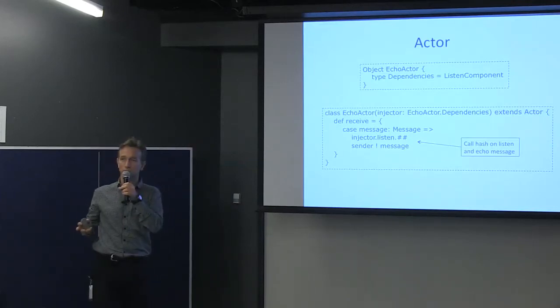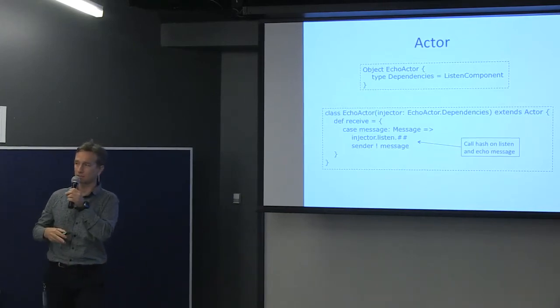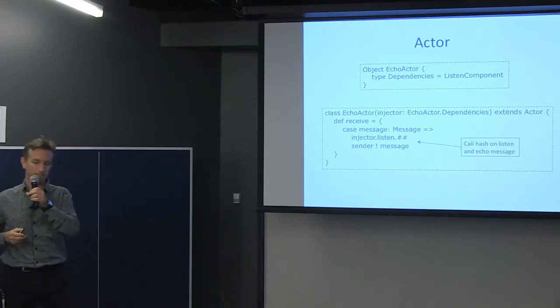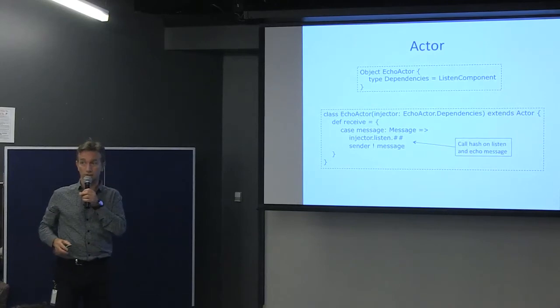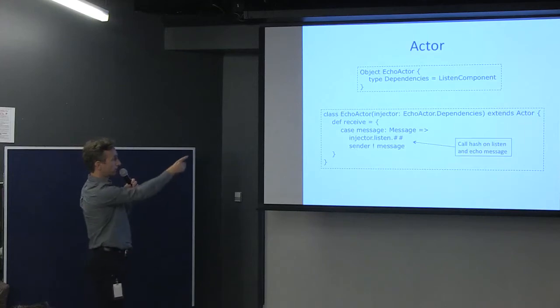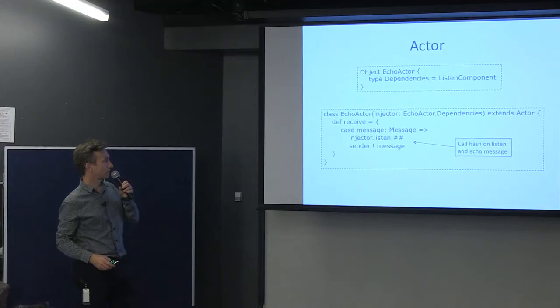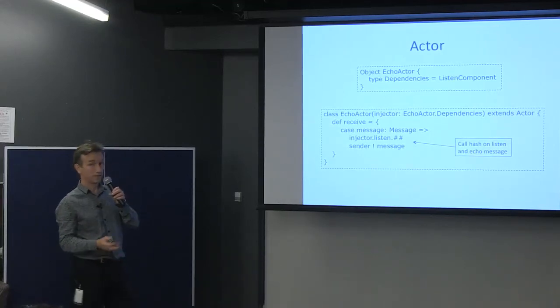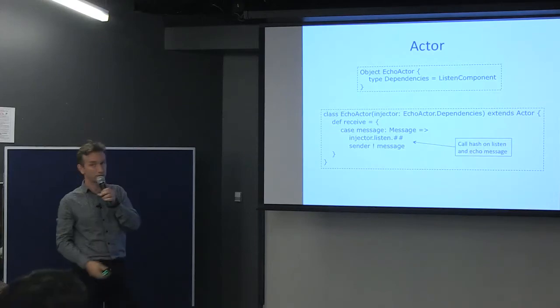So we've got this echo actor. What we wanted to do is, any message you throw at it, it's going to reply with the same message, and it's going to call the hash code function on the actual listen thing that it's dependent on. So that's what it does. You can see this extends Actor, and in the receive method it's got a case match where it's matching any message that comes in, any message of type Message, and then it's calling the hash on the injector.listen.hash, and then it's replying the message back to the sender.